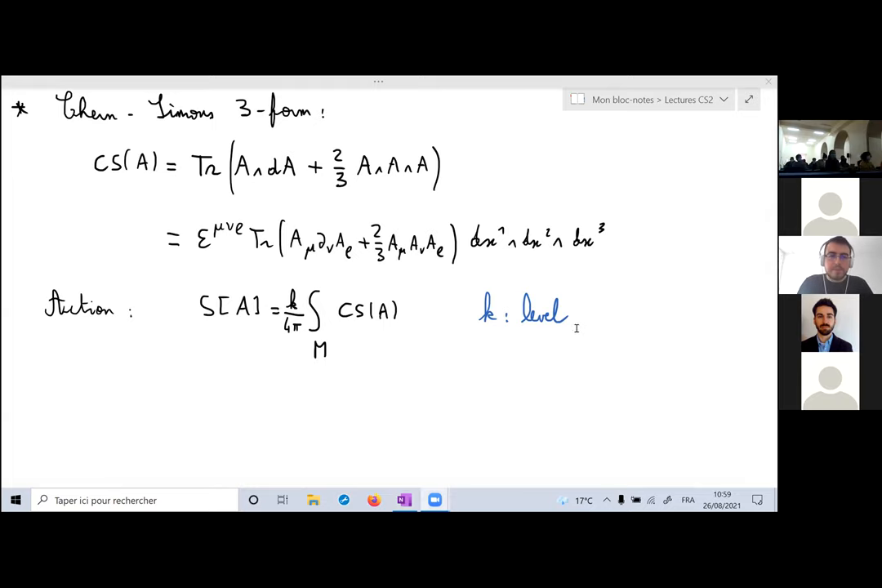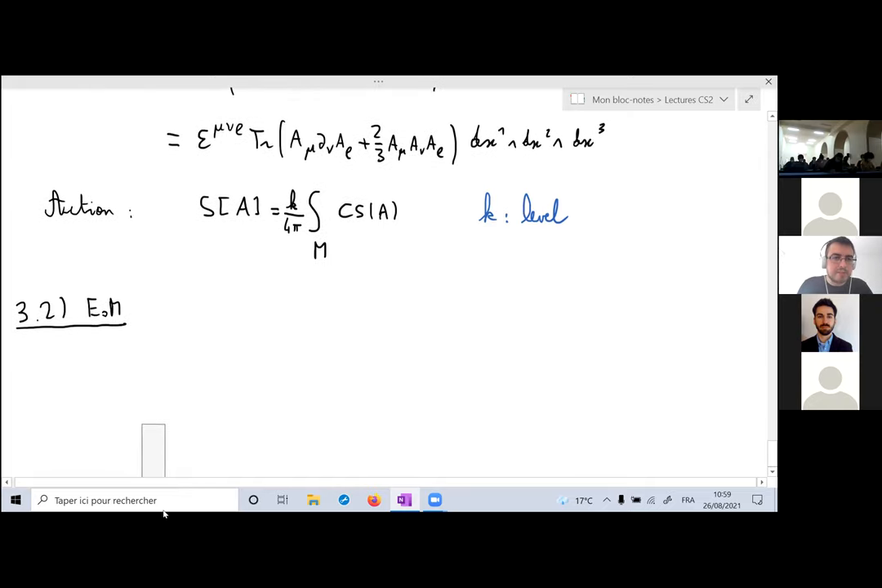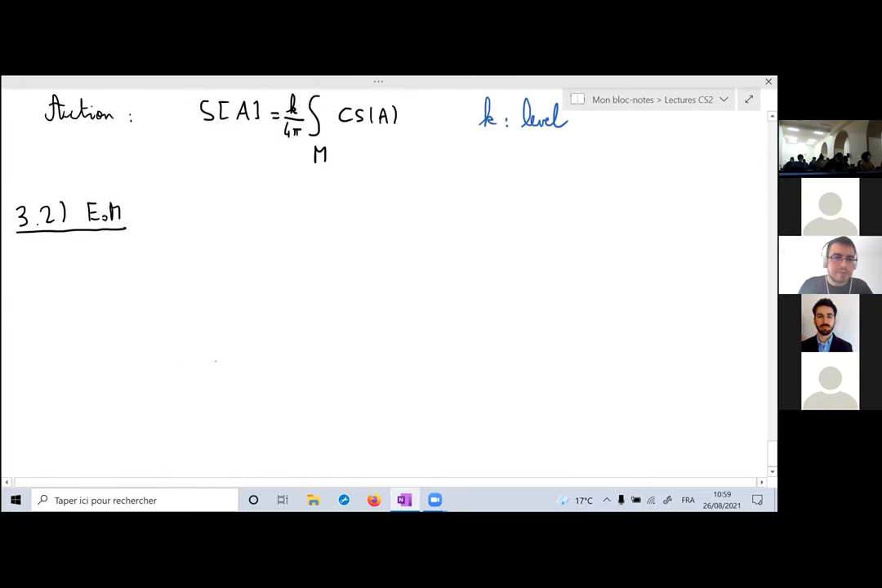Okay. So now that we have the action, we can go on with the study of this model. In particular, we can now study the equation of motion of the theory. For that, we'll do the standard thing: we consider an infinitesimal variation, which I will call delta A, of the gauge field. In the end, we want to find the corresponding variation of the action, which should be zero, and that will give us the equation of motion.